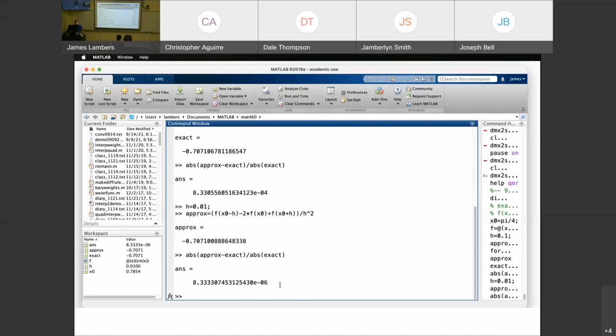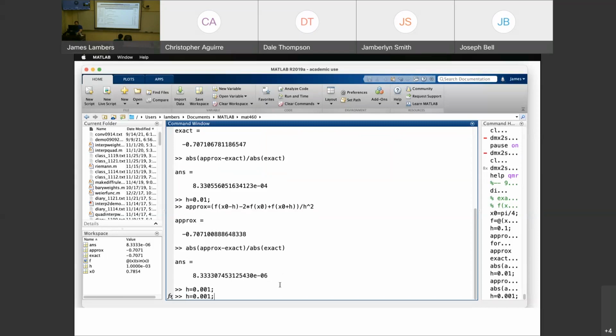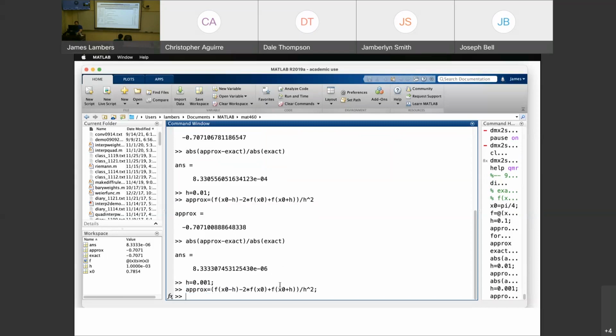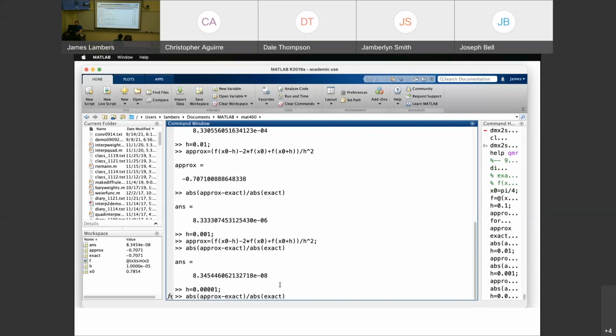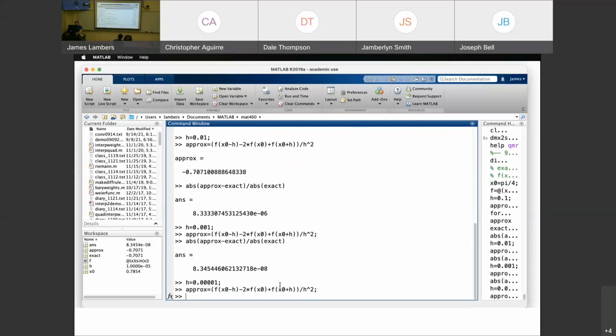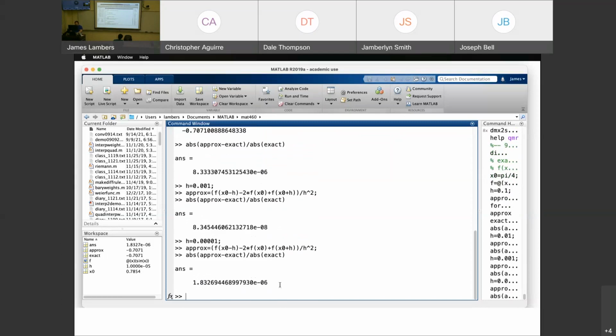Now I think, well, why not just keep going? Let's make h even smaller. And I'll show you what happens as I do that. So like 0.001. Let's do the approximation, and let's see what happens to the error in this case. And sure enough, it continues. So if I get greedy here, by a factor of 100, so the error should decrease by a factor of 10,000. Let's see if it actually does that. No, it does not.